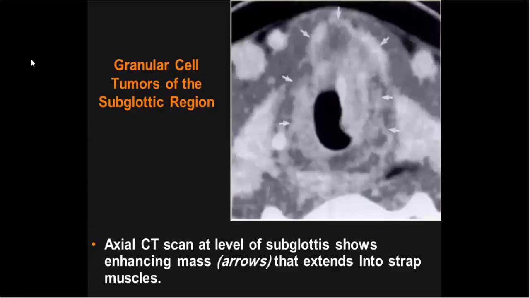Metastasis from melanotic melanoma. Granular cell tumor in the subglottic region. Axial CT at the level of the epiglottis shows an enhancing mass that extends into the strap muscle. This large enhancing mass extending into the strap muscle is a granular cell tumor of the subglottic region.